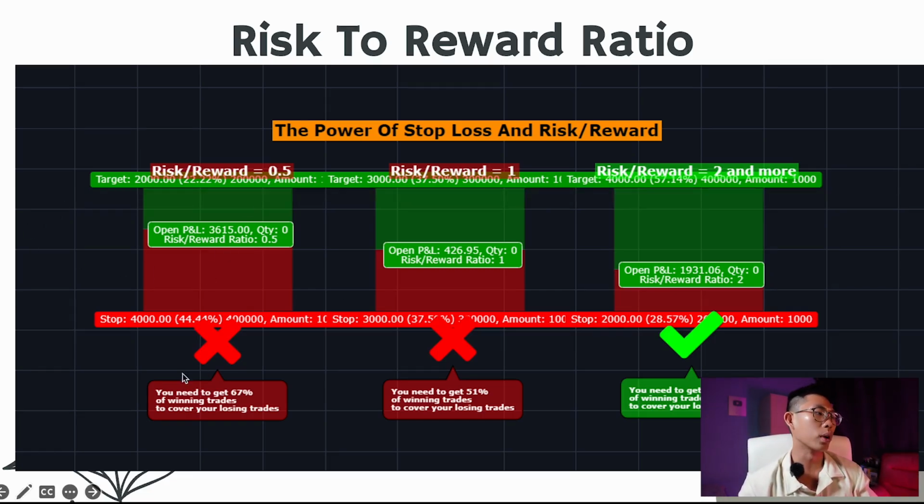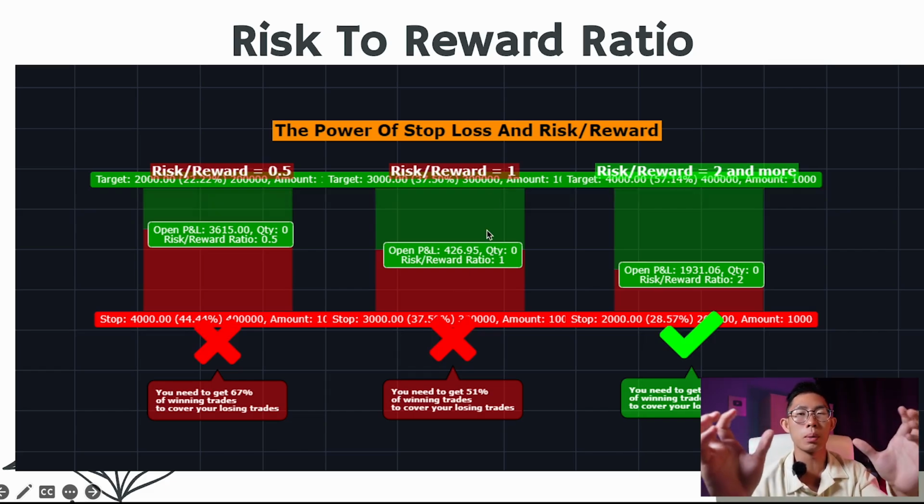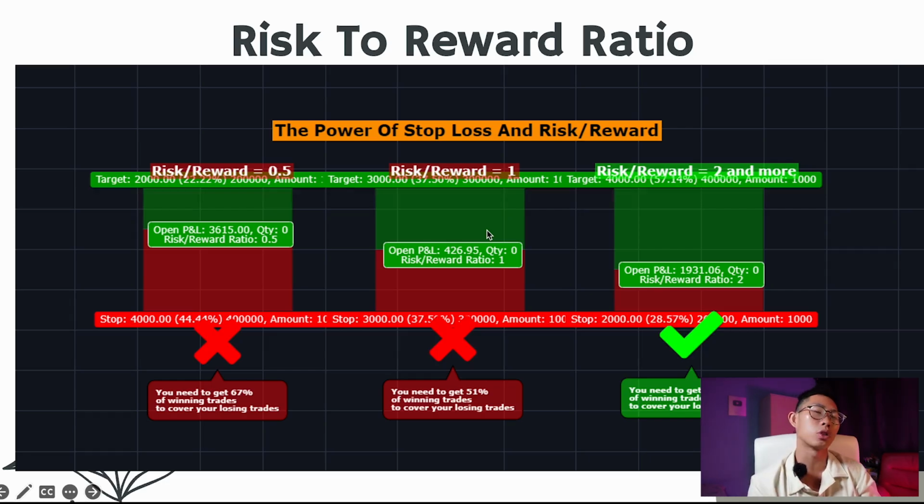So in this case, you will need to get a 67% win rate to break even. So you need to win 6 out of 10 trades just to break even. I can tell you that's very, very hard, very, very difficult. And then next, we got a risk to reward ratio of 1, right? That means you're risking 1% to make back 1%, a standard. 1% to 1%. In this case, you need to win half of the trades to break even. Just win half the trades.